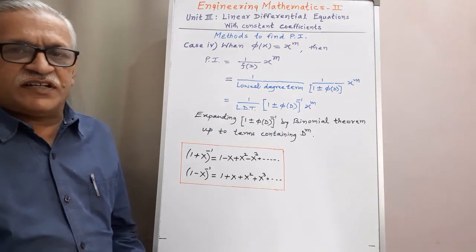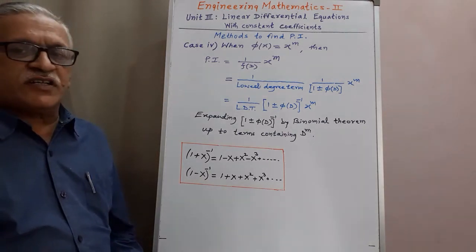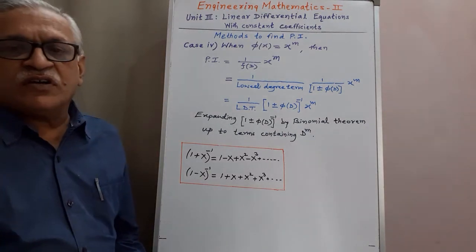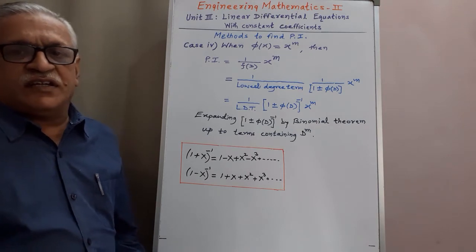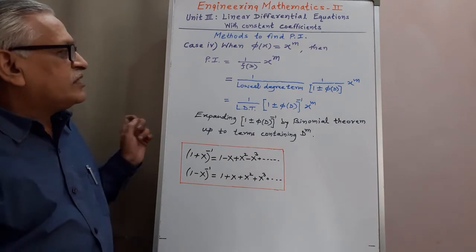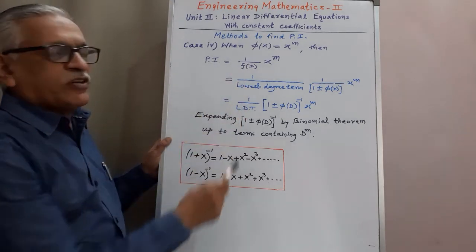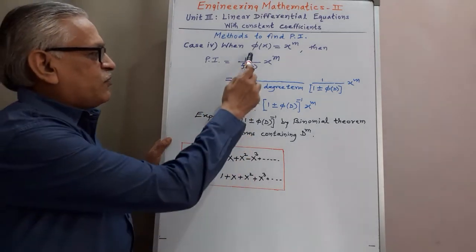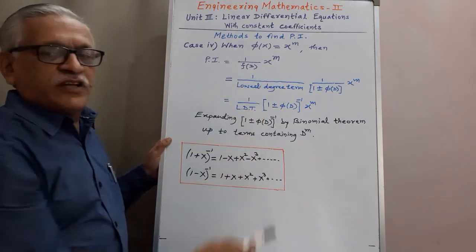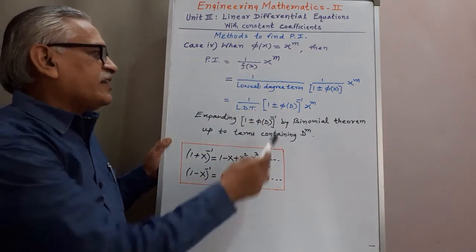P.I., particular integral. Methods to find particular integral. Case number 4: when the function phi of x is in the form of x raised to m, then we can obtain P.I. by the inverse operator technique. It is 1 upon f of D operated on x raised to m.